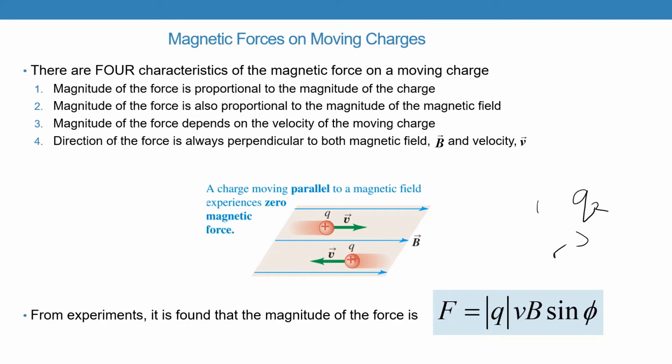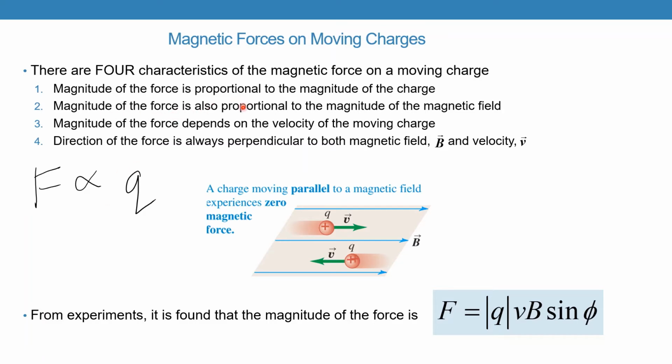For magnetism, scientists made some experiments to check what is actually happening. What is the relation between the magnetic force and moving charges? There are four characteristics of the magnetic force on a moving charge. The first one: the magnitude of the force is proportional to the magnitude of the charge. So basically, F is proportional to Q. This is almost the same as in electricity. But remember, for Coulomb's law there are two charges, but for magnetic force, only one charge will do.